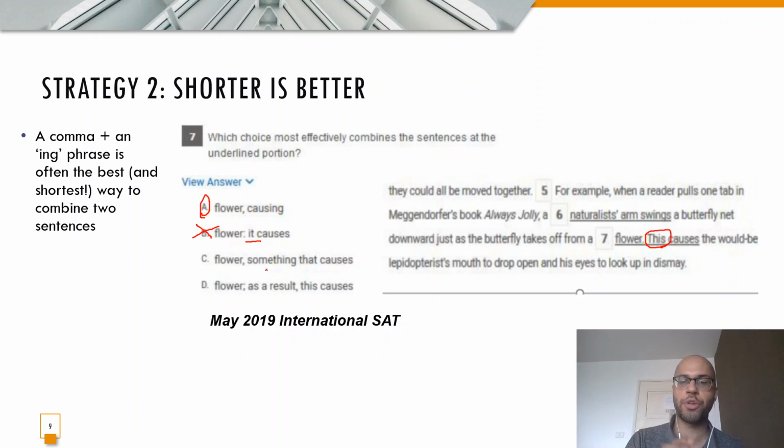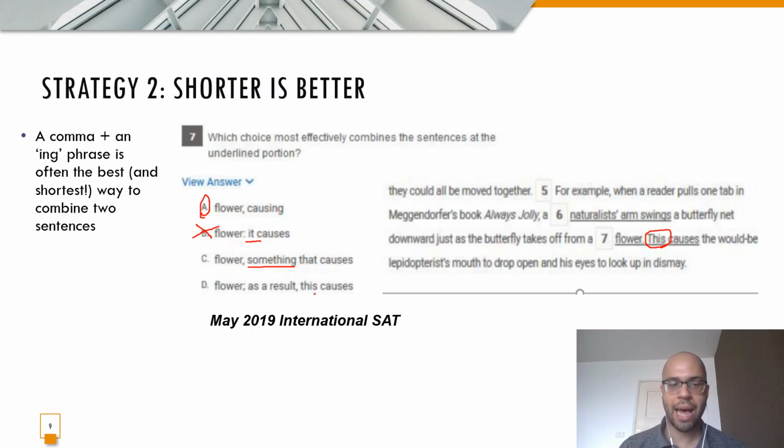Now for C, something that causes, okay, well, A and C really have the same logical situation, describe the same situation. But A does it in a shorter way. Again, something is kind of like a pronoun, like it. So we're going to avoid it. D, as a result, this causes.